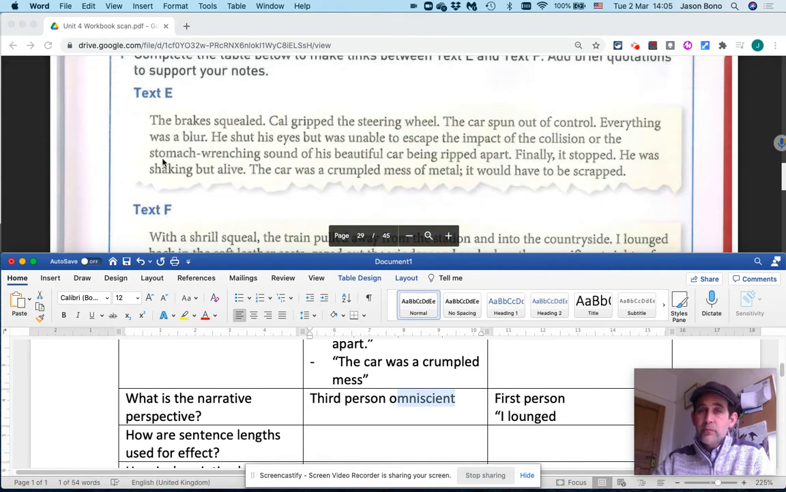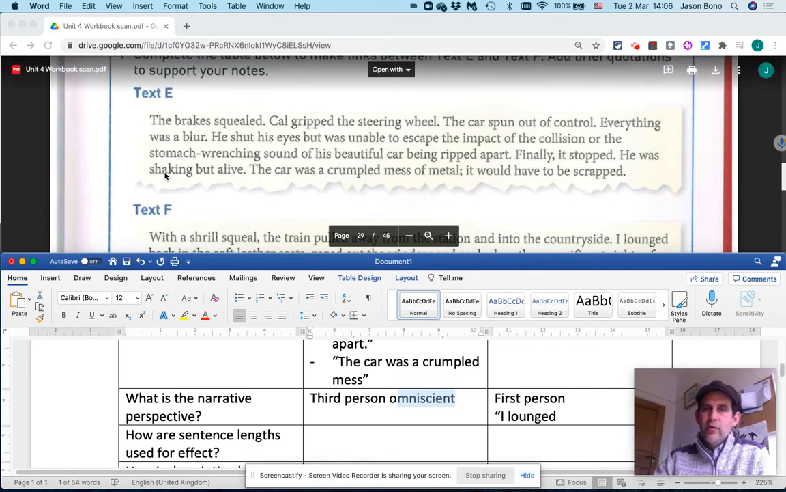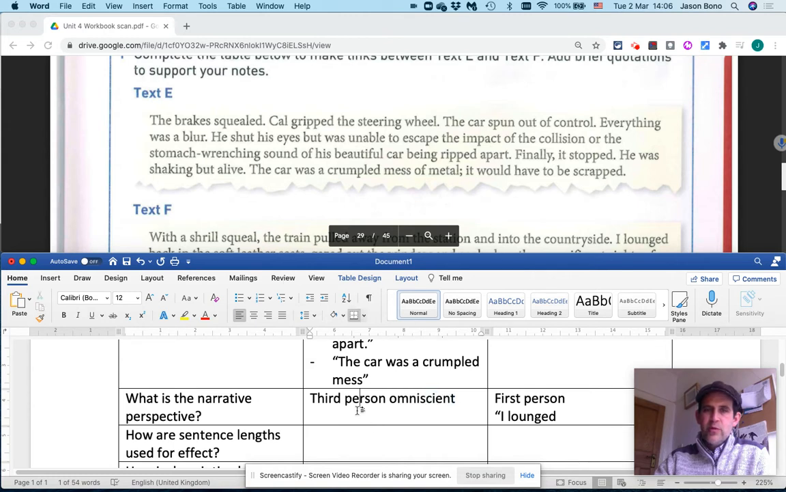Well, we know that there was a stomach wrenching sound, and he was unable to escape the impact of the collision. Yeah, maybe you could deduce that from outside, but the impact on Cal's stomach of the sound is conveyed to us. So how would they know that if they could not see inside the main character to know what he's thinking and feeling? The shaking, we know his experience. Okay, so that's third person omniscient.